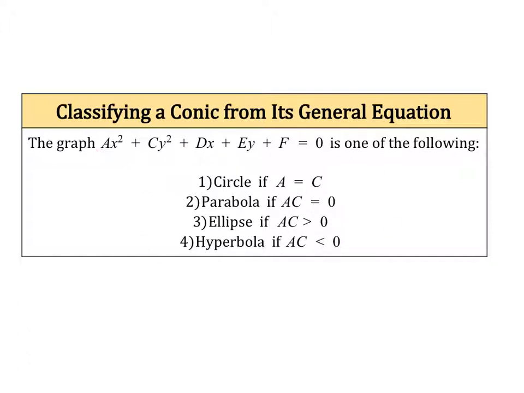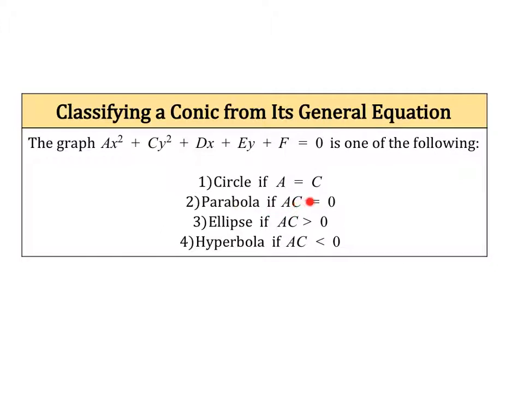So this is what the general equation looks like, and you can tell just by looking at the general equation which type of conic to expect. If A and C are equal, you can expect to have a circle, which makes sense because the general form of an equation for a circle is x minus h squared plus y minus k squared. So there's no coefficient or denominator for either x or y.